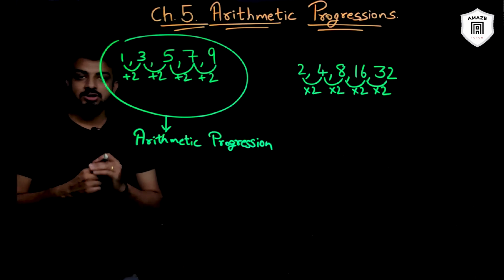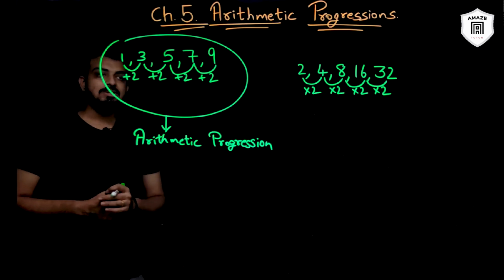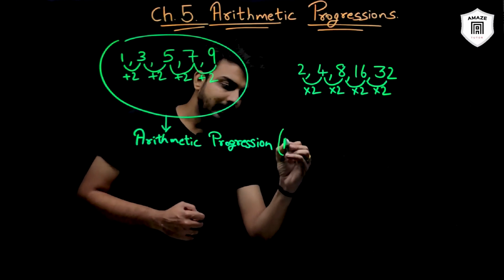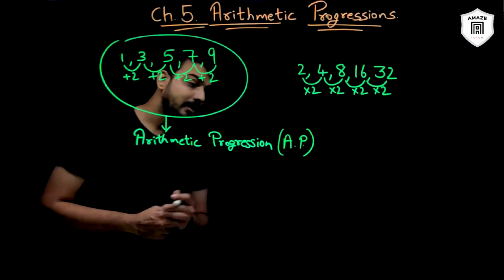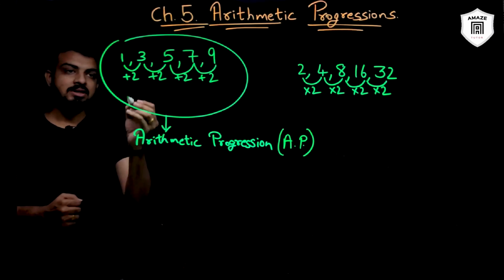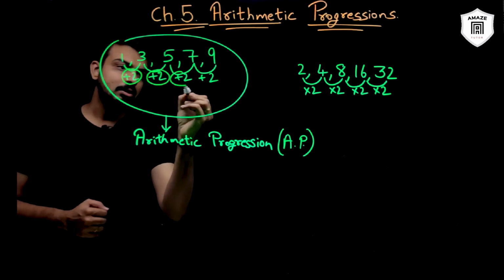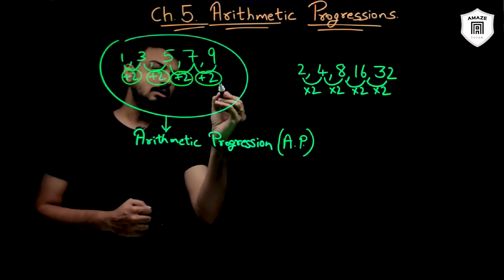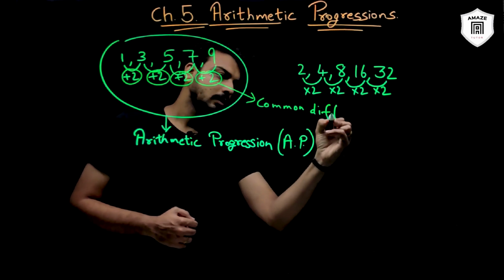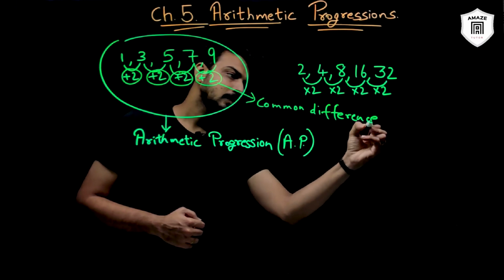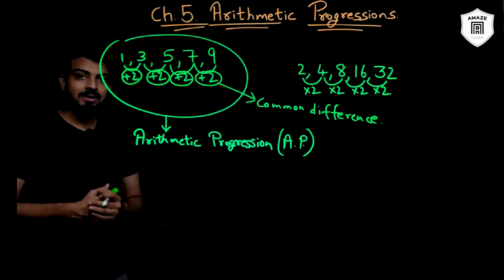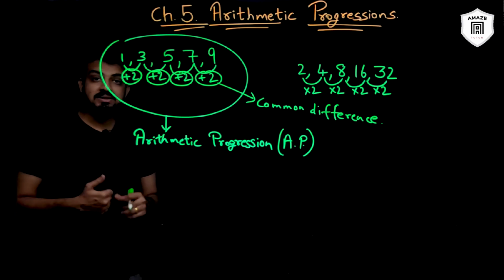Now, what is this fixed number called here? A particular terminology is used. The fixed number is called the common difference of the AP. Arithmetic progression, in short, we write it down as AP. So this fixed number which is getting added, that is called the common difference. Common difference. And common difference can be positive, can be negative, or it can be 0 also.